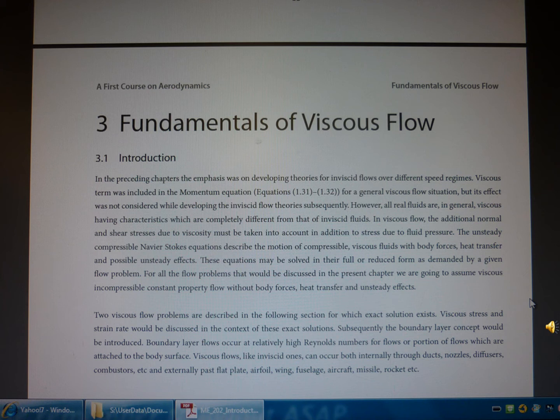So the Navier-Stokes equation describes the motion of compressible viscous fluid, the body force, heat transfer, and possible unsteady effects. Those equations are utilized in the Navier-Stokes equation. The Navier-Stokes equation for the viscous flow equation. So the viscous flow problems are described in the following section.